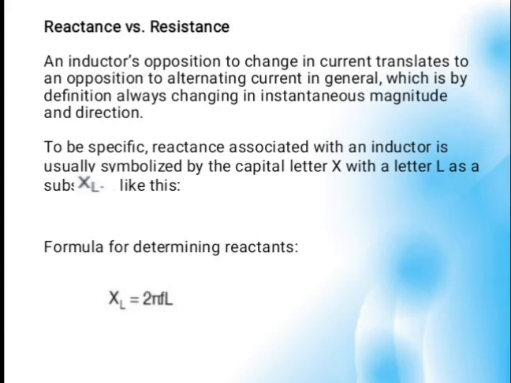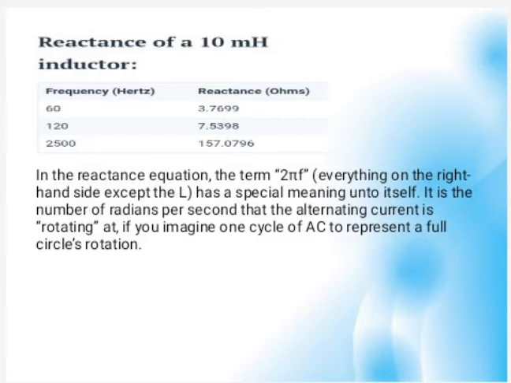Reactance to AC is expressed in ohms, just like resistance is, except that its mathematical symbol is X instead of R. To be specific, reactance associated with an inductor is usually symbolized by the capital letter X with the letter L as a subscript, like this, XL. So this is the exact formula for determining reactance. XL is equal to 2 pi FL. Example: the reactance of a 10 mH inductor.